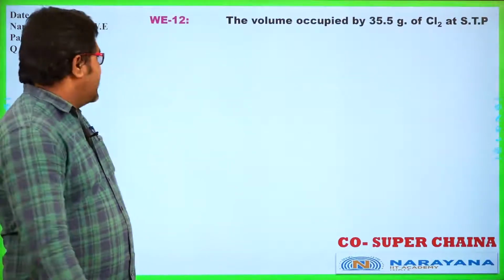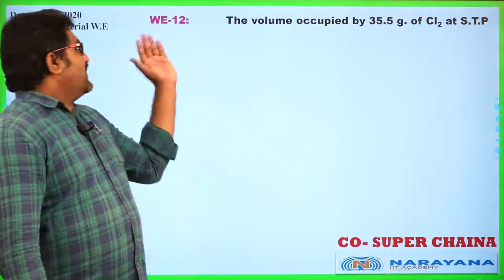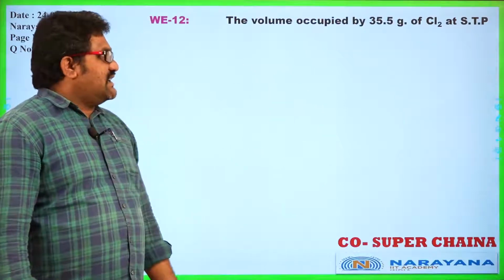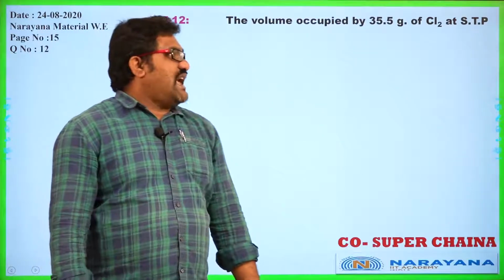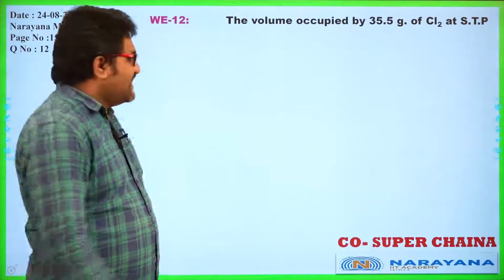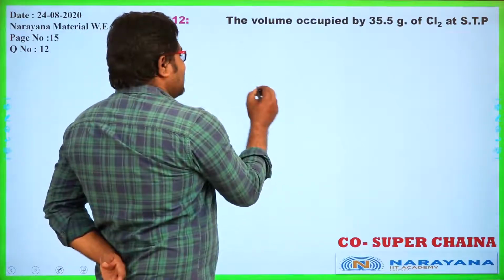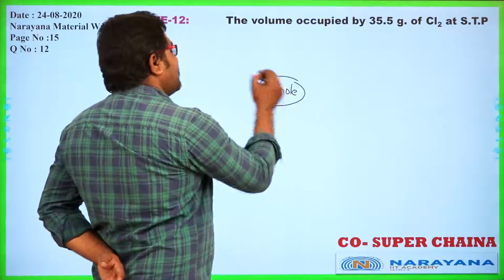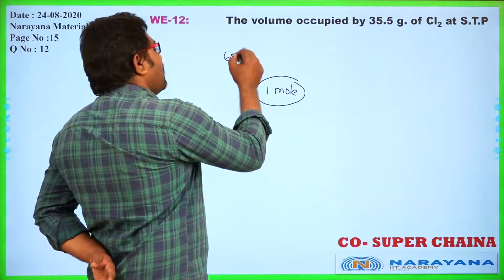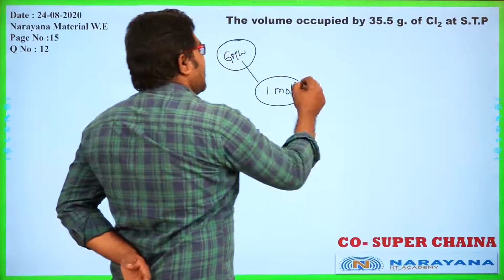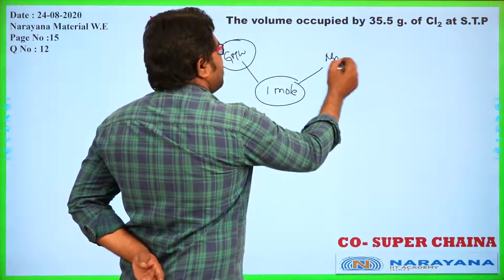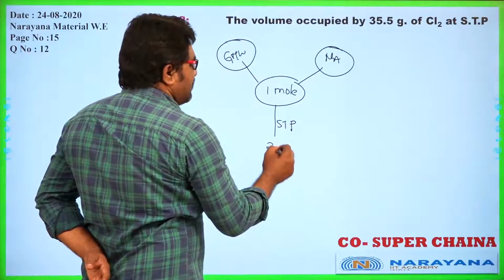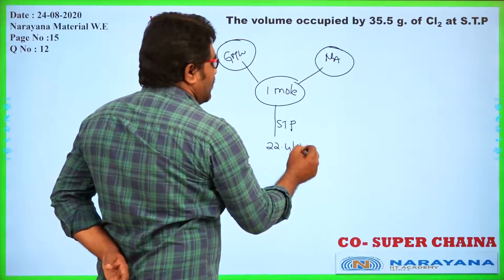Okay. Yes. See here. Worked example 12 from our material. The volume occupied by 35.5 grams of Cl2 at STP. Yes, as I told you, 1 mole of substance weight should be equal to its gram molecular weight, and number of molecules should be equal to Avogadro number, and at STP the volume should be equal to 22.4 liters.